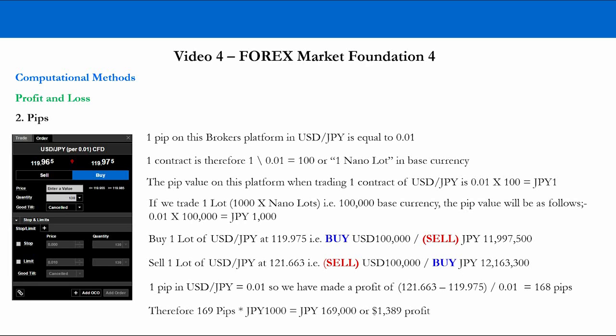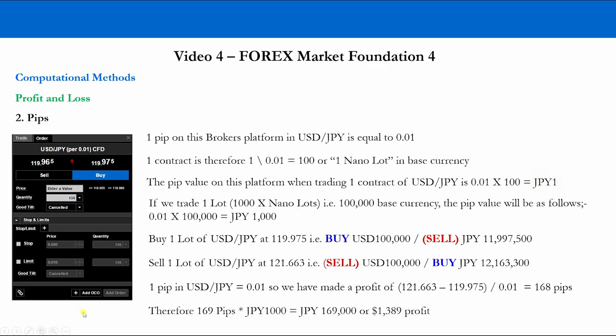We're going to look at a smaller one using pips. So we're going to look at dollar yen, where the pip value is different. Now, 1 pip on this broker's platform in dollar yen is 0.01, as you can see here. And 1 contract is therefore worth 1 divided by the pip value, which equals 100, or 1 nanolot in base currency. So the pip value on this platform, expressed in quote currency, when we're trading 1 contract of dollar yen, is 0.01 times 100. This works out as 1 Japanese yen.